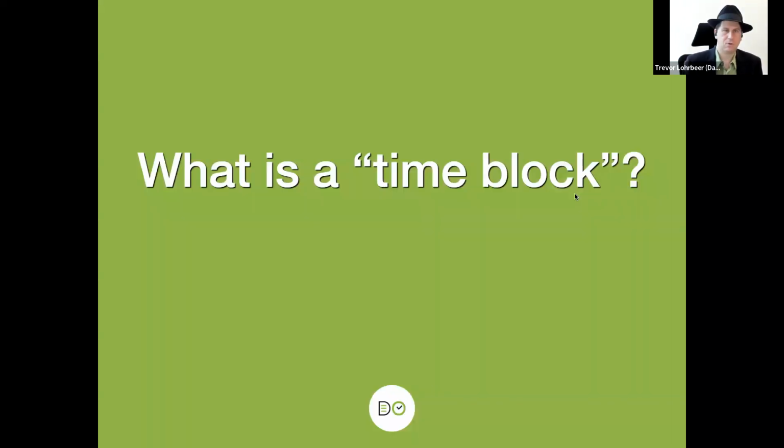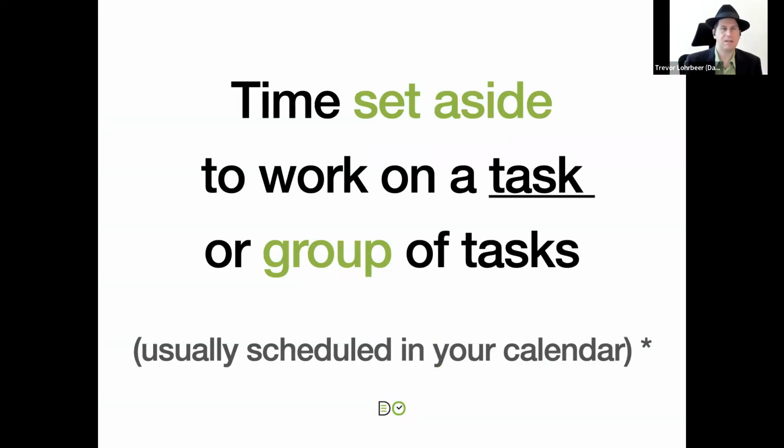And so what is a time block? A time block is time that is set aside to work on a task or a group of tasks that is usually scheduled in your calendar. So if you've read about time blocking elsewhere, you've usually seen that, hey, you should schedule a block of time from 2 to 4 or 2 to 3:30 or something like that to work on a specific task. Sometimes people will tell you to work on a group of tasks, like, hey, I want to work on marketing.